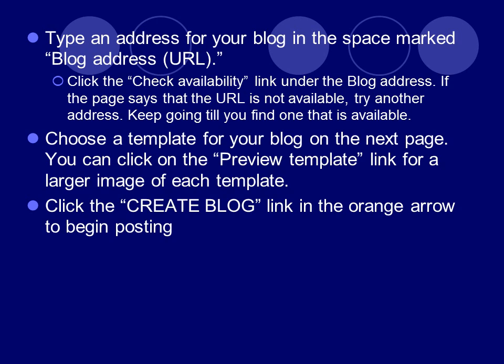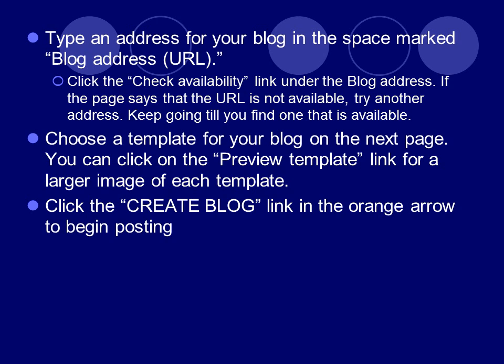But let's see here. Here we go. When we type in an address for the blog, we need to click check availability to make sure that that page is not already taken. If it's already taken, then make another name or use another word, and then keep doing that until you find one that's available. Then you're going to choose one of those lovely templates. The templates are like the background for your blog, and you can click on the preview template link just to see what it looks like.